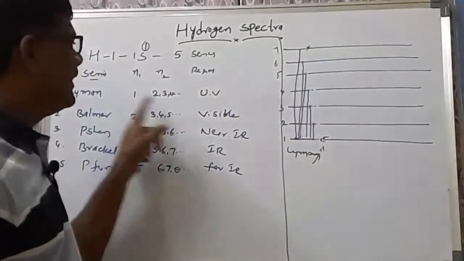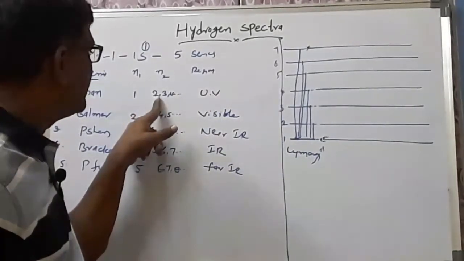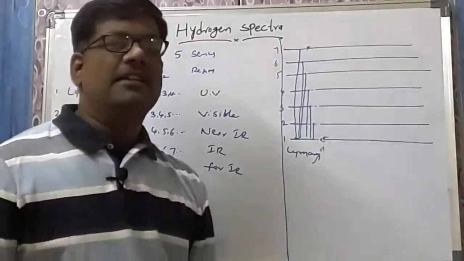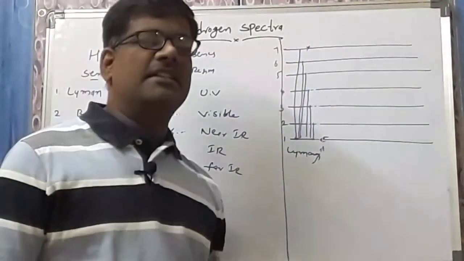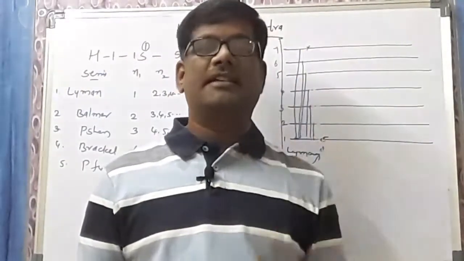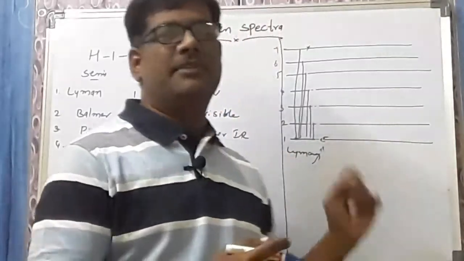That's why n1 is equal to 1, n2 is equal to 2, 3, 4, and so on. Nothing but the electron jumps from 2 to 1, 3 to 1, 4 to 1. Ultimately, it is coming to 1. The series is called the Lyman series. So, what is the Lyman series? How is it obtained? The electron jumps from any excited state to the first state. Then the series obtained is called the Lyman series.